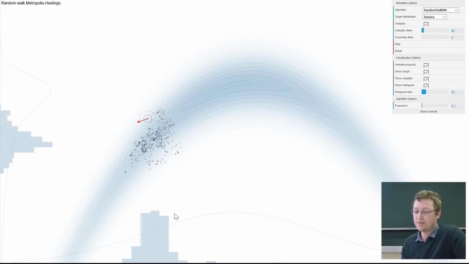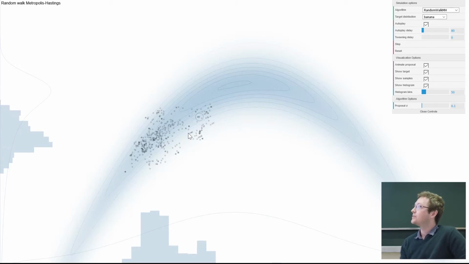So maybe if you look at the histogram at the bottom here, we can see that this histogram is not at all reflecting the distribution of the curve that we're trying to sample from. It's far too much to the left. And it doesn't have enough variance.